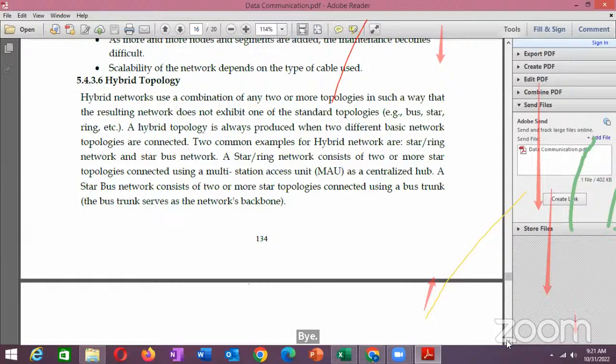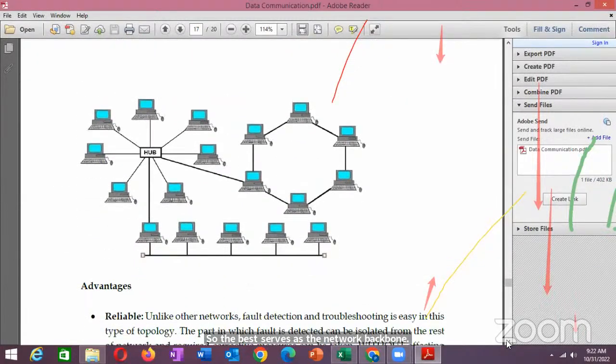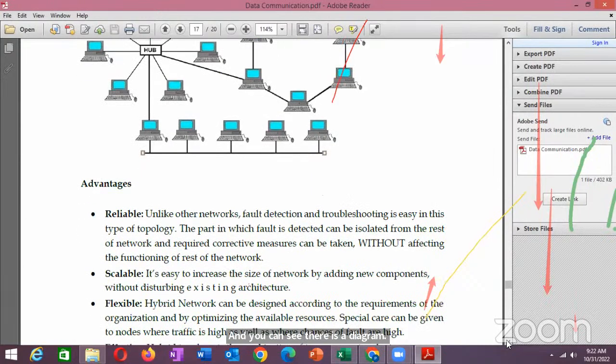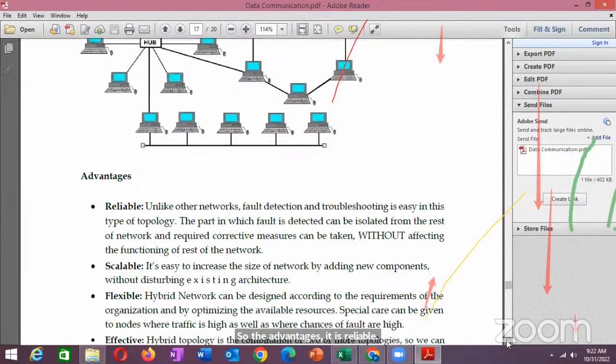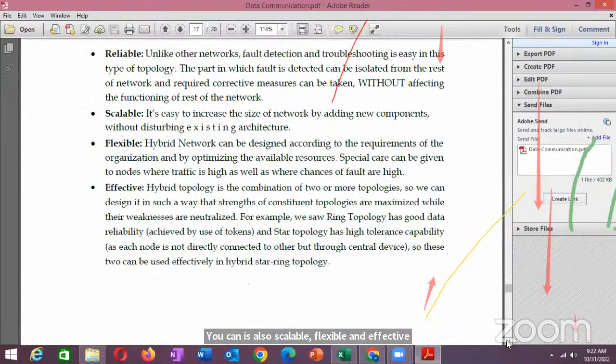A star/ring network consists of two or more star topologies connected using a multi-station access unit as a centralized hub. A star bus network consists of two or more star topologies connected using a bus trunk. The bus trunk serves as the network backbone. And you can see there, that's the diagram. So the advantages: it is reliable, it's also scalable, it's flexible, and it is effective. So those are the advantages.